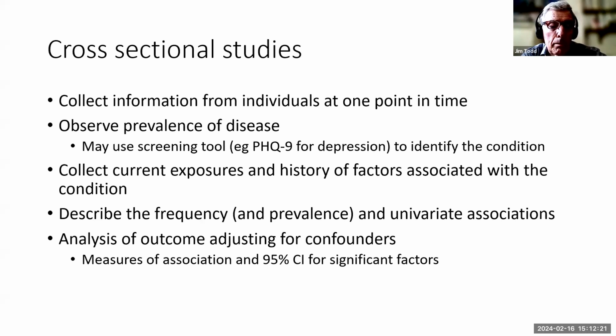And we can then estimate the prevalence of depression within the population by using this tool. So cross-sectional studies are good at that. We define our population and then we'll sample from that population in order to be able to estimate the prevalence of disease at one point in time there.